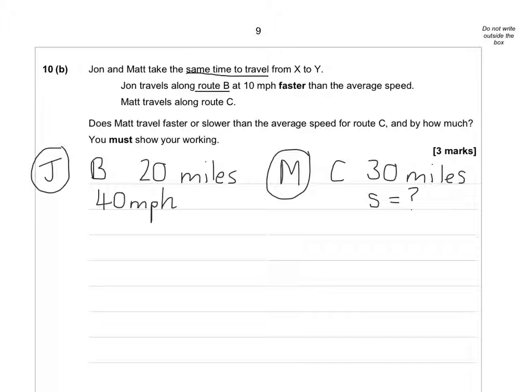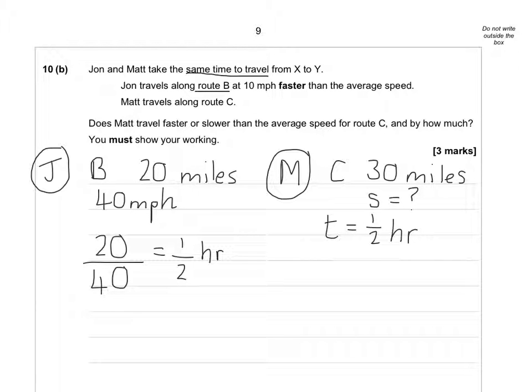We know, like before, that time is the distance divided by the speed. So we're going to do 20, which is the distance, divided by the speed, which is 40. So we know it's taking half an hour for these gentlemen to complete this trip from X to Y. So I know that Matt is also going to take half an hour. I know that already.